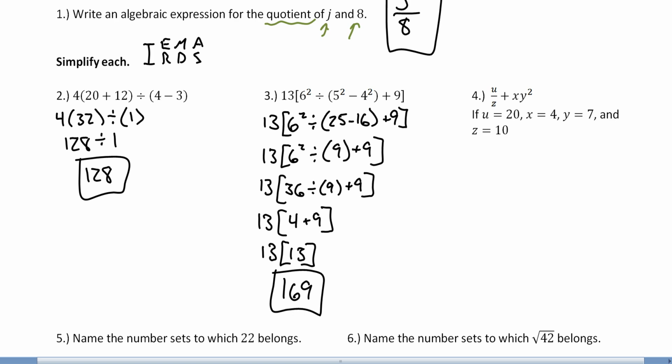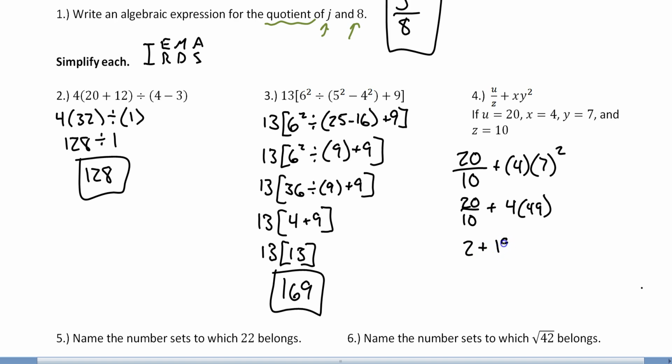All right. This one, same kind of thing, except we have to plug some values in first. So here I had u, which is 20, over z, which is 10, plus x, which is 4, times y, which is 7, raised to the second power. And again, I use parentheses typically when I plug things in, but now I start with the exponent here. It's going to give me a 49. And then from here, really, I can do the division and the multiplication at the same time because they're kind of separated by that addition symbol. So that's okay to go ahead and do. That's going to give me a 2 plus this guy is going to be a 196. And now I add them together. It looks like a 198. Okay, so again, just following those order of operations.